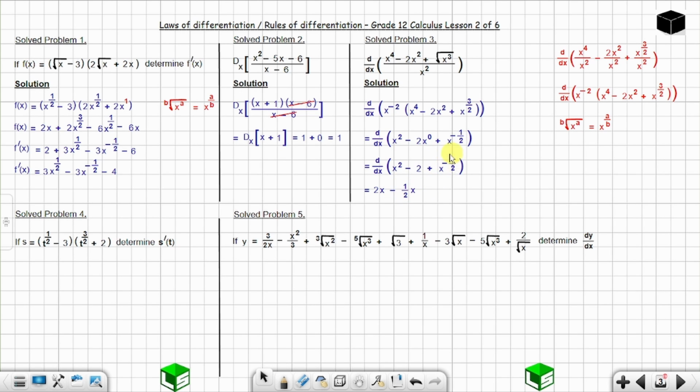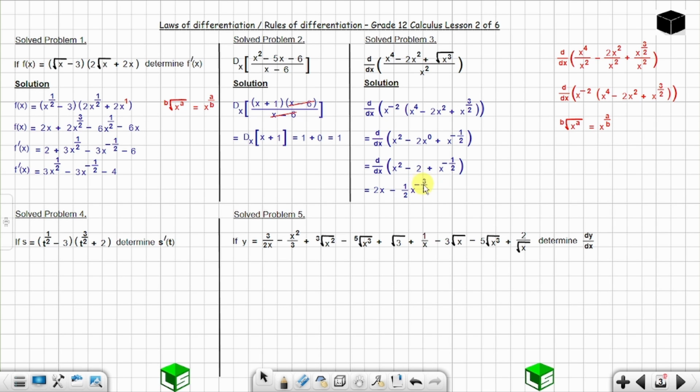X to the power of, you subtract 1 from the exponent. Negative 1 over 2 minus 1 gives you negative 3 over 2. I hope you understand. This is negative 0.5 minus 1, which is equal to negative 1.5. So you can write it as a fraction, which is negative 3 over 2.